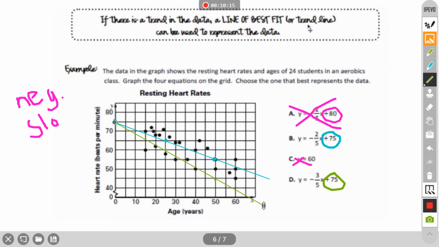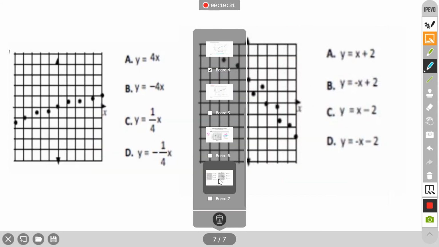Most of my points are going to wind up being above that green line. So I know that that's not a very good representation for my graph. So I can go ahead and get rid of those, and there's my final answer then. That graph or equation B is going to be the best representation. Let's take a look at a couple more examples, and then you're going to do some IXLs on your own.